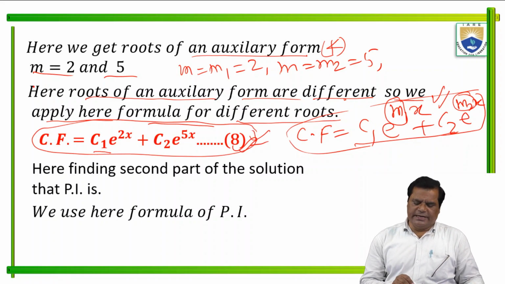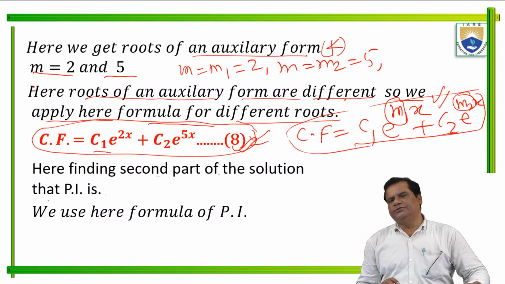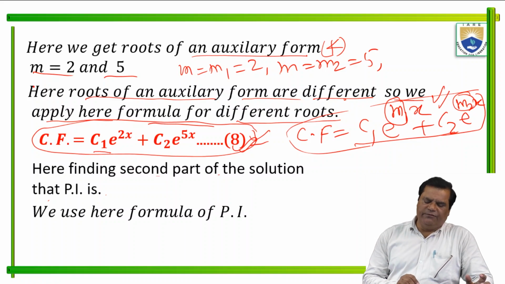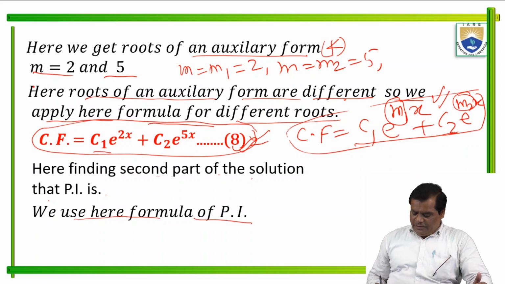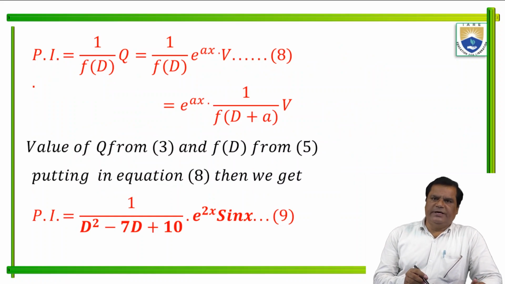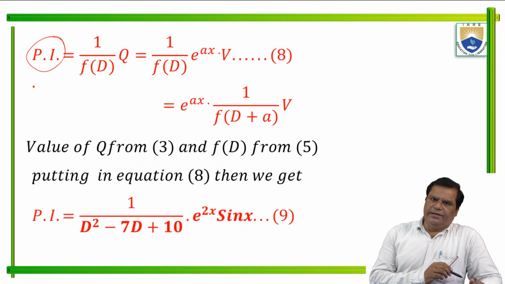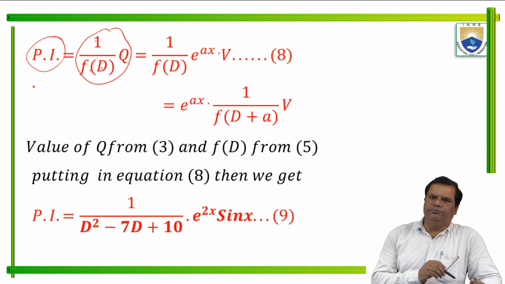Now the first part of the solution of equation 1 is complete, we have found the complementary function. Now we find the second part of the solution, that is PI. We use here the formula for PI. This is a very important formula. PI means particular integral, which is 1 upon f(D) into Q. f(D) means the function in D, and this Q is in the numerator.